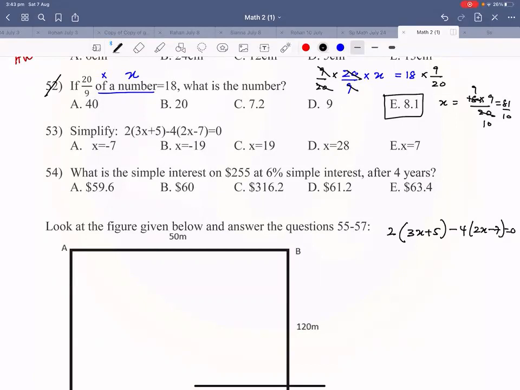So now what you do is, here it's going to be 6x. You write here 6x plus 10 minus 8x plus 28 is equal to 0. So from here you get minus 2x plus 38 is equal to 0. From here you get minus 2x is equal to minus 38. So you divide both sides by minus 2. So it would be x is equal to 19. So C is the answer.